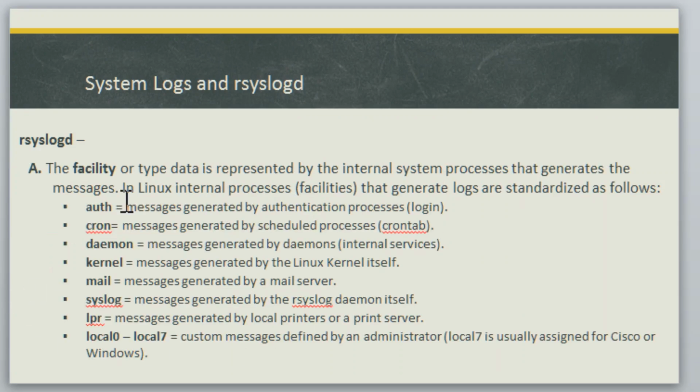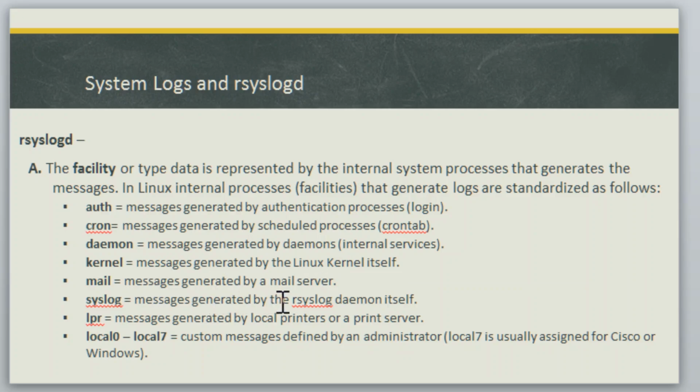So first we have this facility, where the type of data that is represented by internal system processes that generates messages. So in Linux internal processes, or the facilities, the logs generated are standardized as follows. We have auth, which is messages generated by authentication processes. We have daemon, messages generated by daemons. Kernel, messages generated by the kernel itself. Mail, which are messages generated by a mail server.